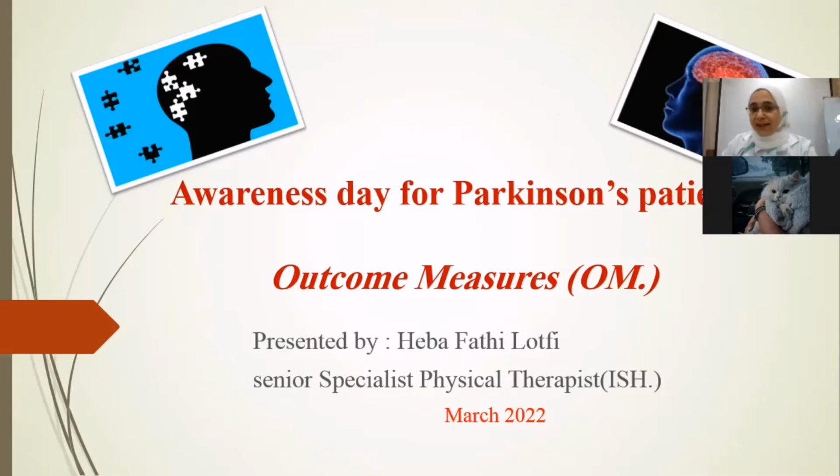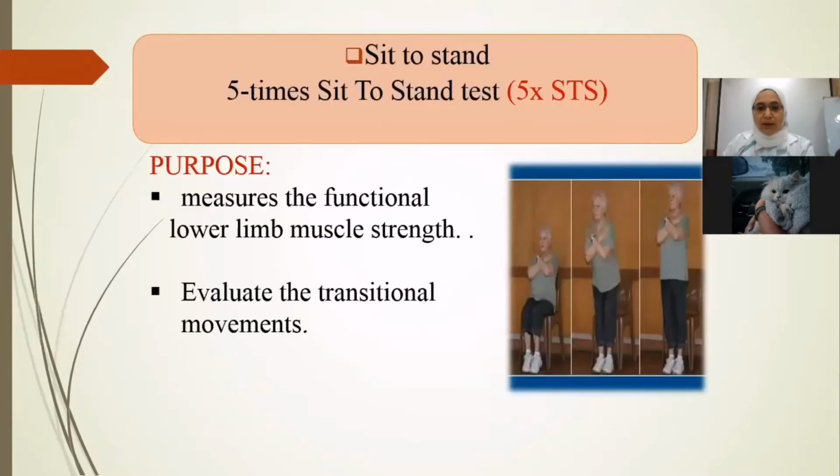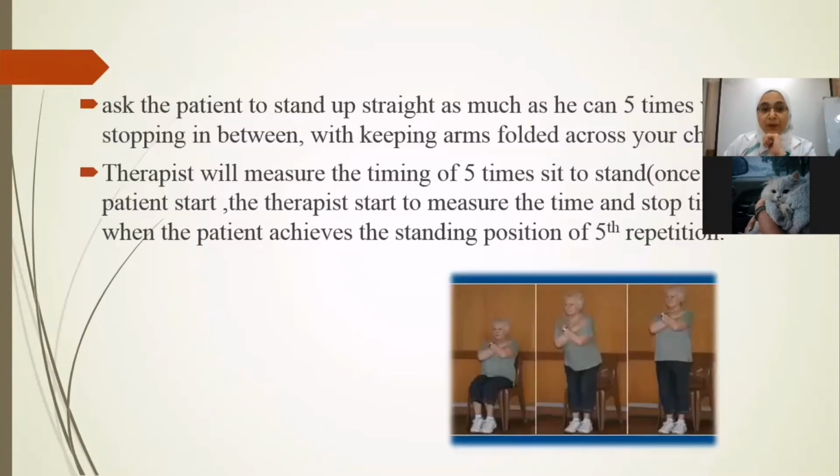So in the awareness day, we will do 5 tests. First one, we choose from different positions, 1 test. For example, sit to stand, we choose the 5 times sit to stand test. The purpose of this test is to measure the functional lower limb muscle strength and evaluate the transitional movement and the balance, which is a weak point for Parkinson.